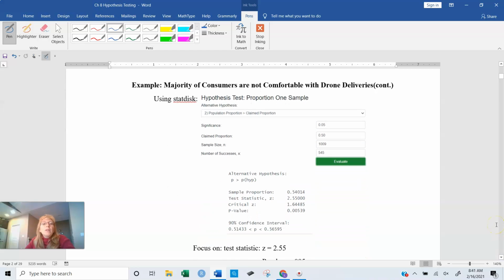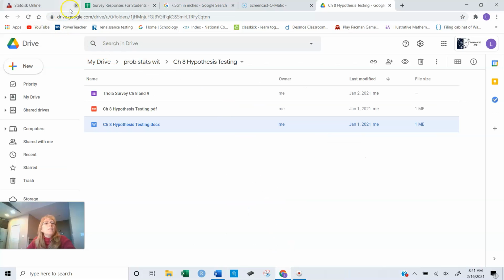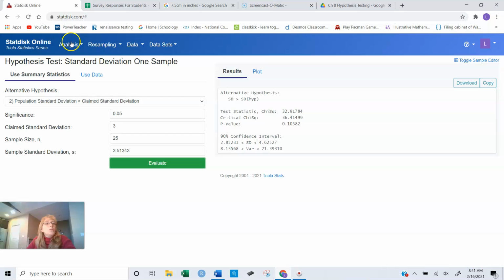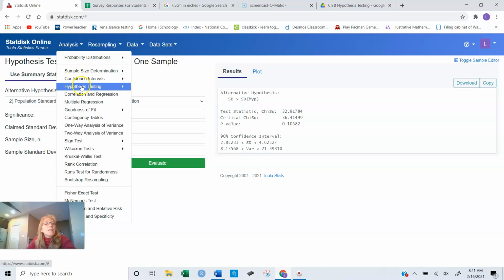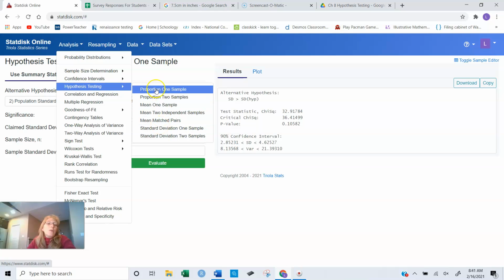All right, when we do this, we're going to be in StatDisk, and it says hypothesis test proportion 1 sample. So you're going to get there by going, here, let me demonstrate. You're going to go to analysis, hypothesis testing, and then there's different kinds. We'll be doing the 1 sample. We'll either do proportion, a mean, or a standard deviation. Now, this one that we're doing to demonstrate the 8 steps is proportion, but all 3 will be covered in this chapter. So remember analysis, hypothesis testing, then which one of those 3 are we using?